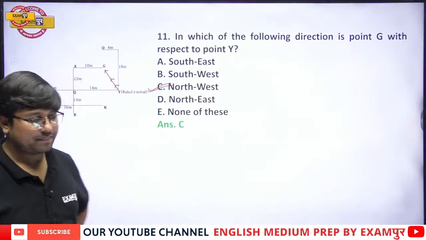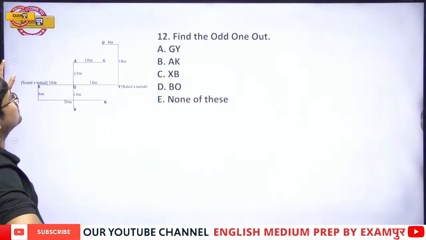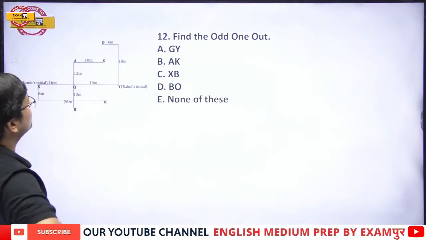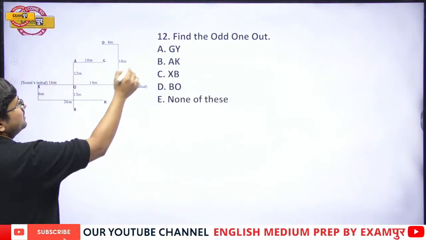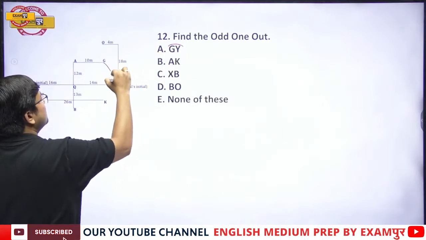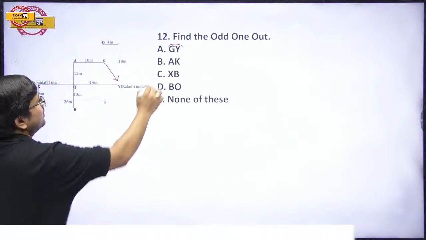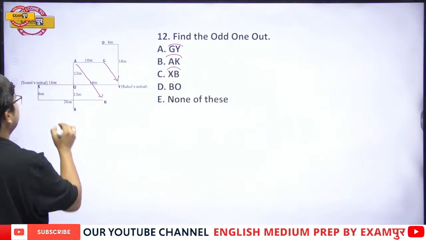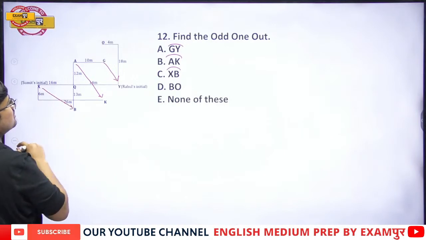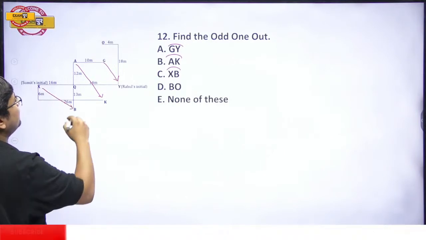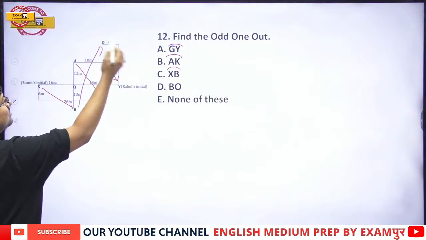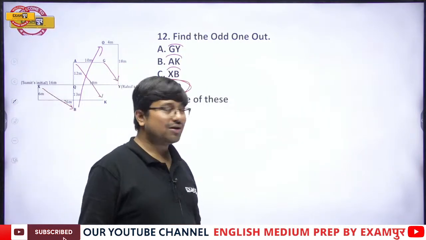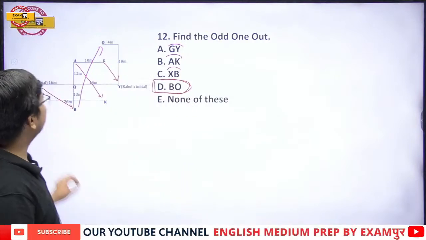Clear everyone? Next. Find the odd one out. See, from G, GY. From G southeast is Y. AK. From A southeast is K. XB. From X southeast is B. But now BO. From B northeast is O. So this is the odd one out. Alright. Getting it or not?